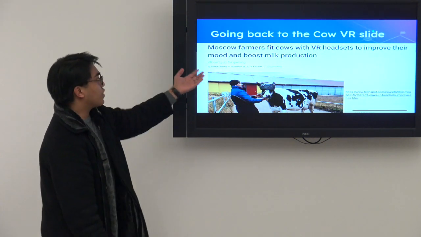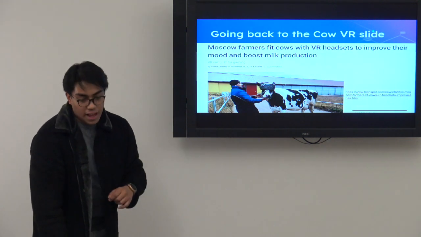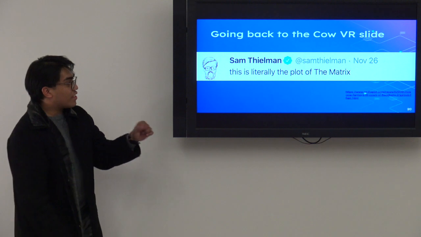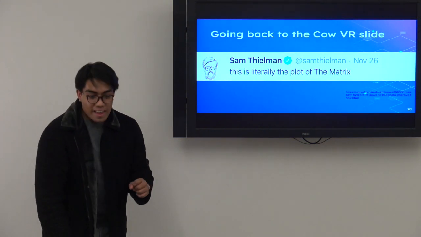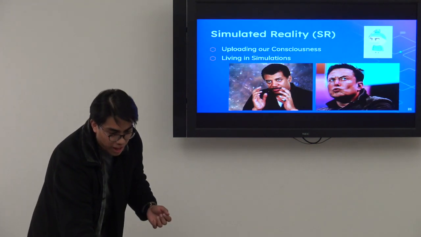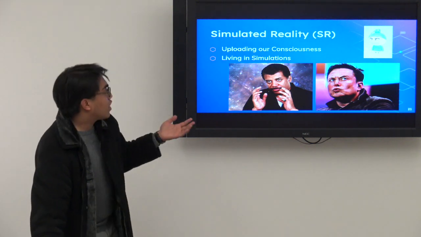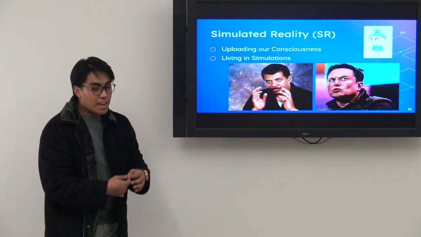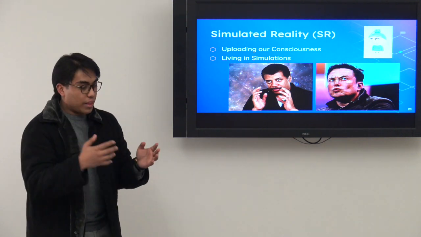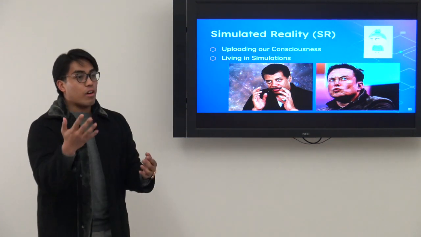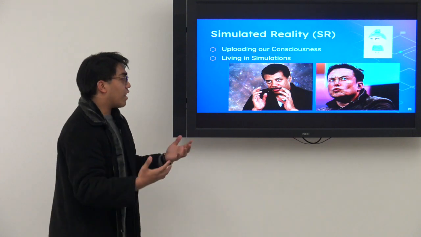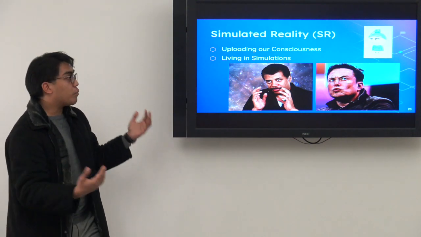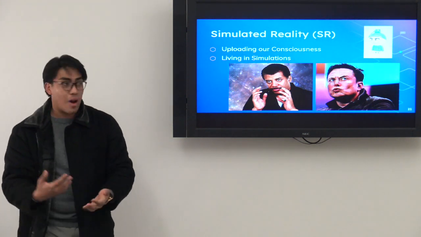So going back to the idea of the VR and the cow, one of the big comments on Twitter was, this is literally the plot of The Matrix. And if you think about the last type of reality that I didn't get a chance to talk about, simulated reality, we have to think about things that are far beyond our possible conceptions of reality. Of course, we've talked about the idea of uploading your consciousness onto a ceramic slab.